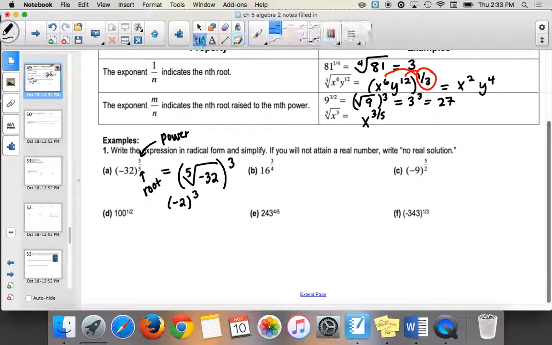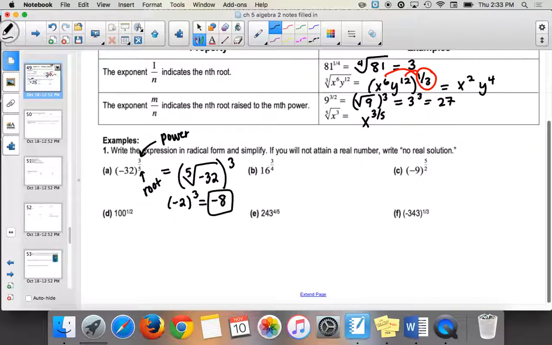All right, so what is negative 2 to the 3? Negative 8. That's our answer. So negative 32 in parentheses raised to the 3/5 is the same as negative 8. So these are great questions for a non-calculator test. You guys all look at me like, what?